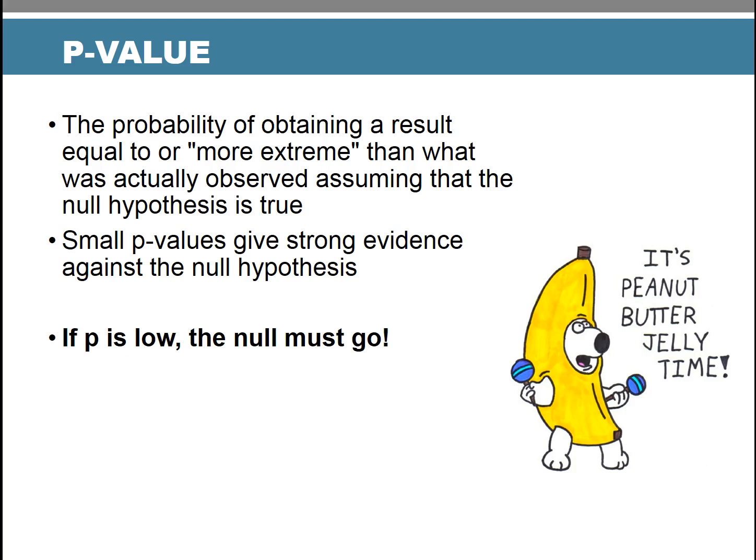The next term is p-value. The p-value is the probability of obtaining a result equal to or more extreme than what was actually observed if the null hypothesis was true. Okay, so think about that for a second. It's the probability that you would get a result equal to or more extreme than what you got on your test if the null hypothesis was true. So a small p-value means that there is a very small chance that you would have gotten your result if the null hypothesis was true. So a small p-value gives evidence against the null hypothesis. We can remember this with the phrase, if p is low, the null must go.